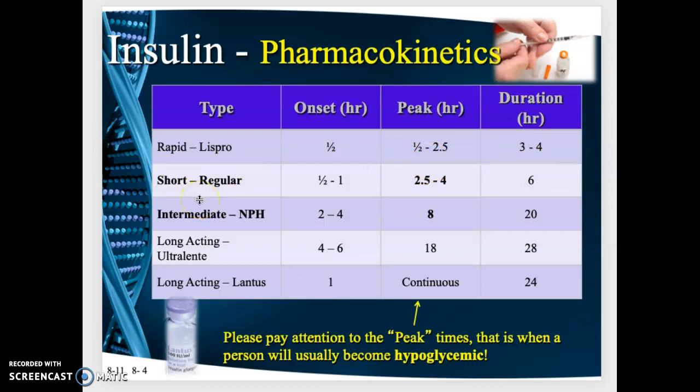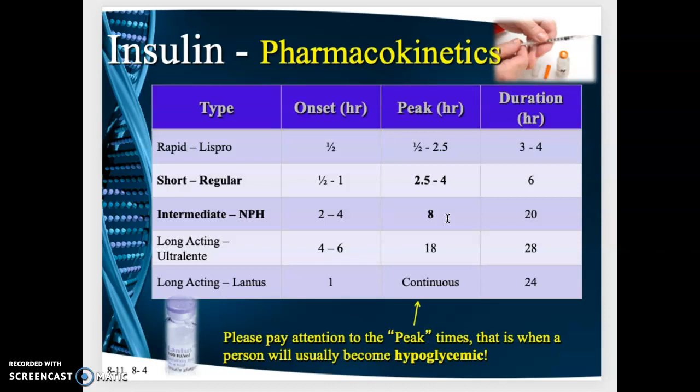Regular insulin is also a short-acting insulin. You can see that it peaks at about 3 hours. And NPH is an intermediate insulin, and you can see I have written down here 8 hours, but you guys saw that it was anywhere from 6 to 8 hours when it peaks.